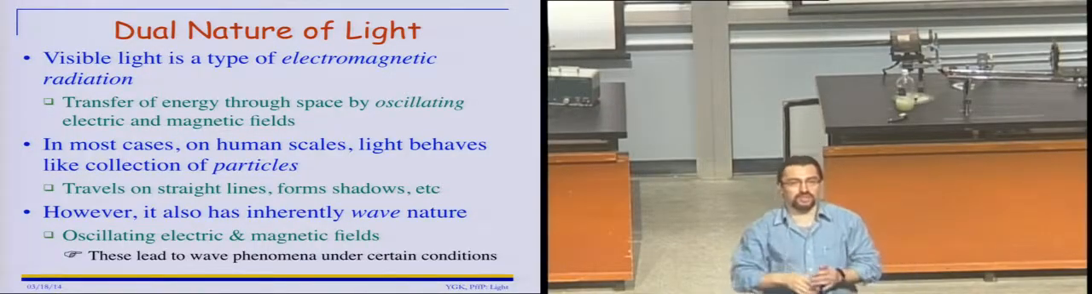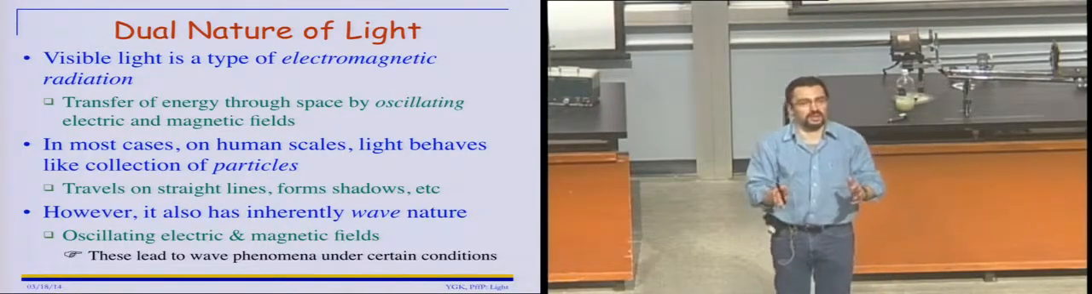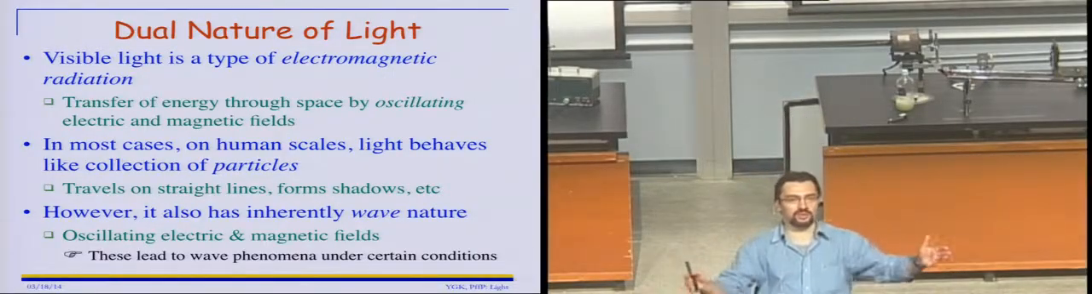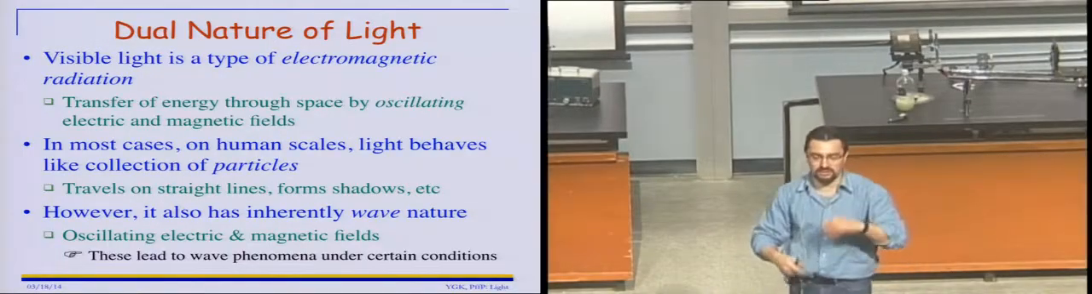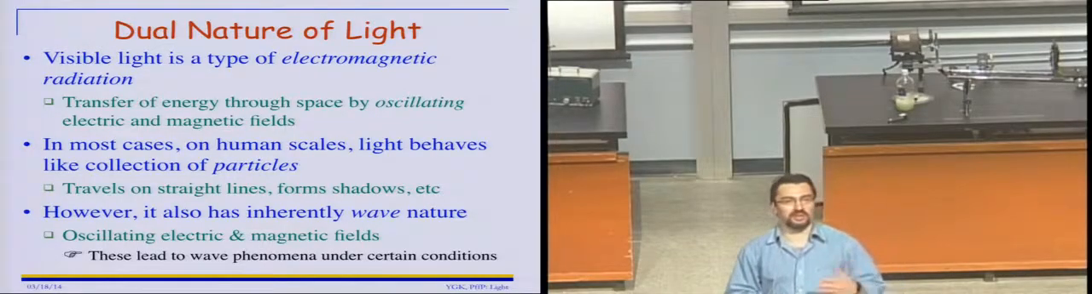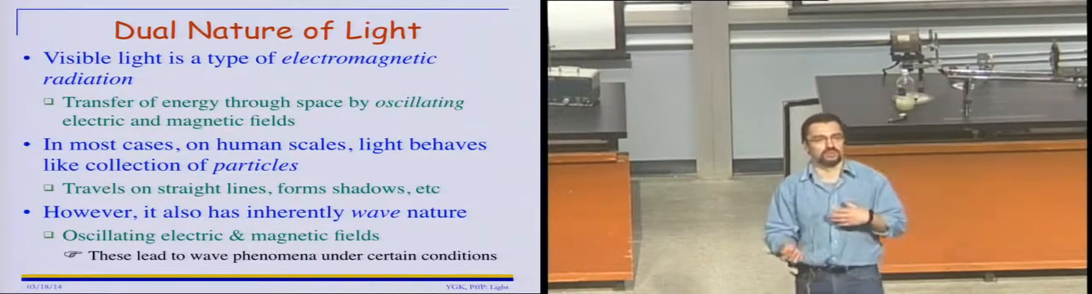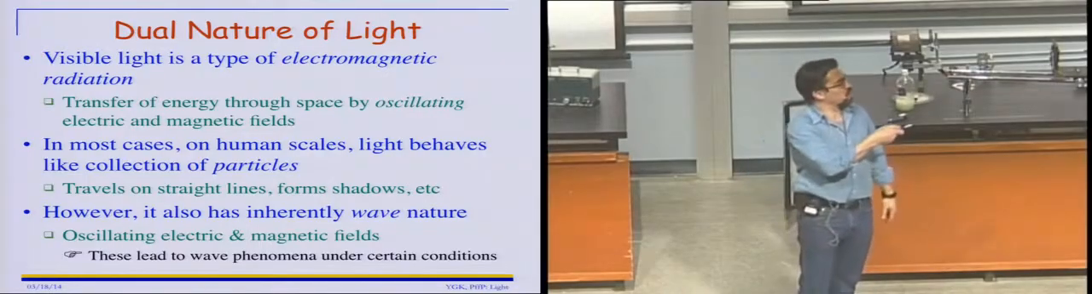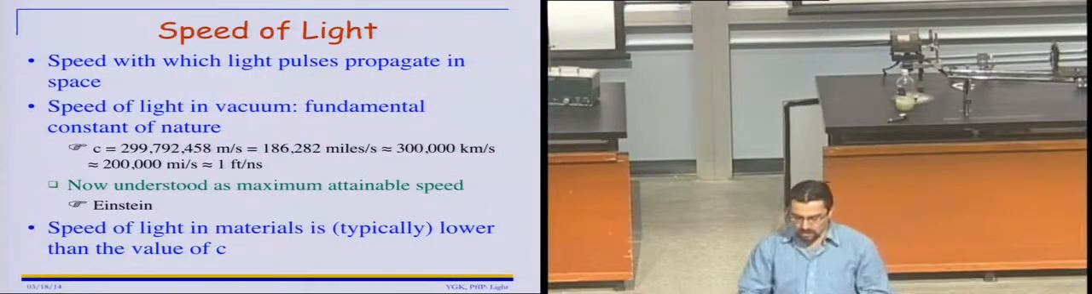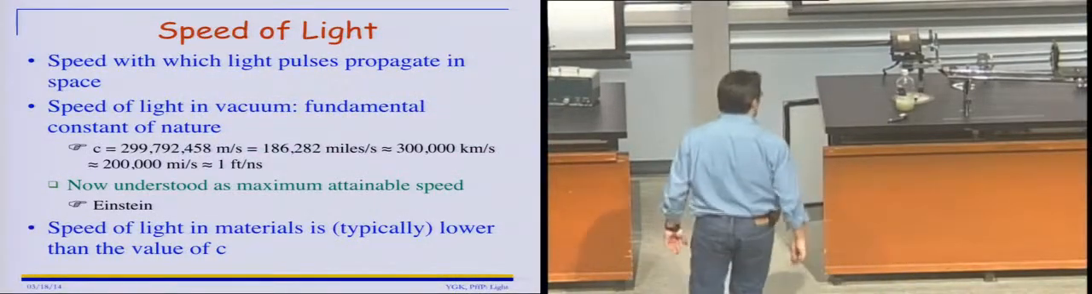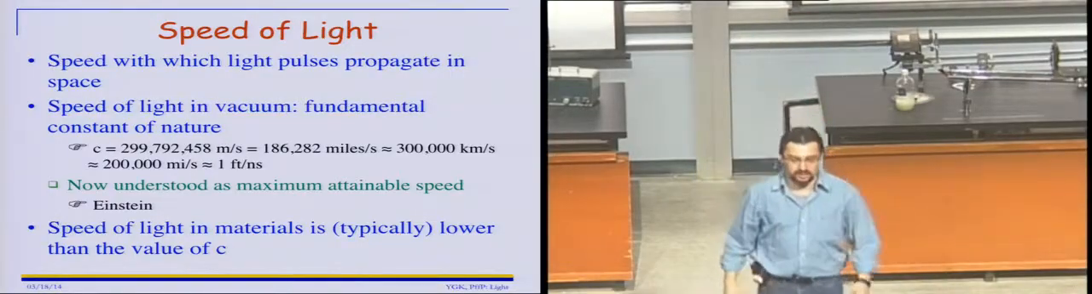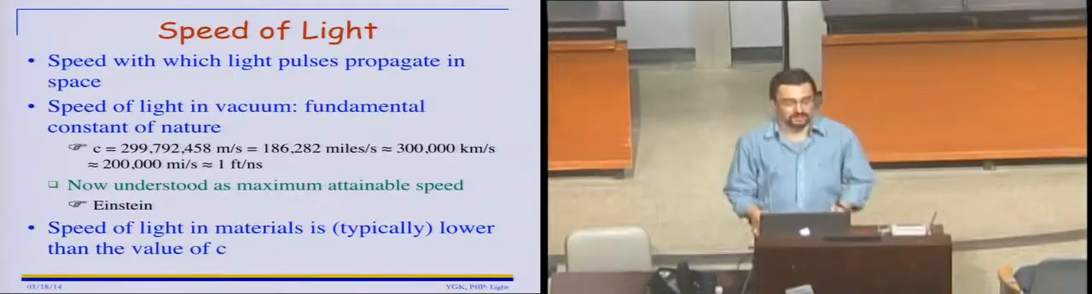But then there are also conditions where light wouldn't behave that way, would actually exhibit wave properties. In particular, it could bend around objects, could interfere, and we'll talk about that later today. In fact, electromagnetic waves, and light in particular, have this dual nature. Under certain conditions, they behave like particles. Under certain conditions, they behave like waves. So what we'll discuss today is mostly the wave nature of light, and then we'll talk about the particle nature of light on Thursday.